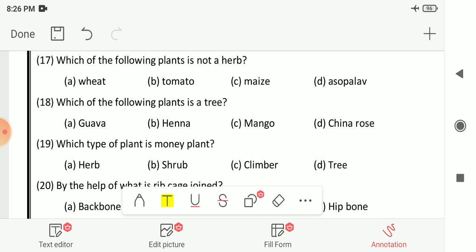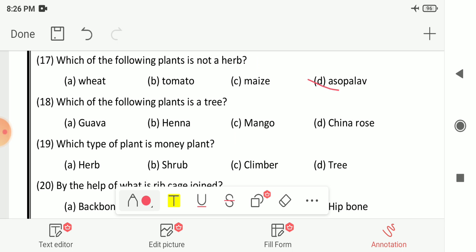Next 17th number. Which of the following plant is not a herb? The options are wheat, tomato, maize, or asopalo. So here your answer is option D, asopalo. It is not the herb.